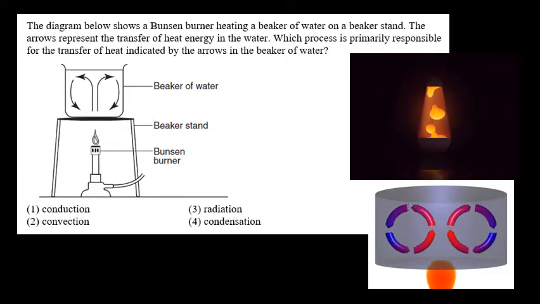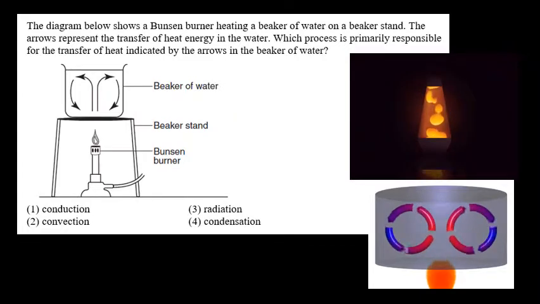The diagram below shows a Bunsen burner heating a beaker of water on a beaker stand. The arrows represent the transfer of heat energy in the water. Which process is primarily responsible for the transfer of heat indicated by the arrows in the beaker of water?